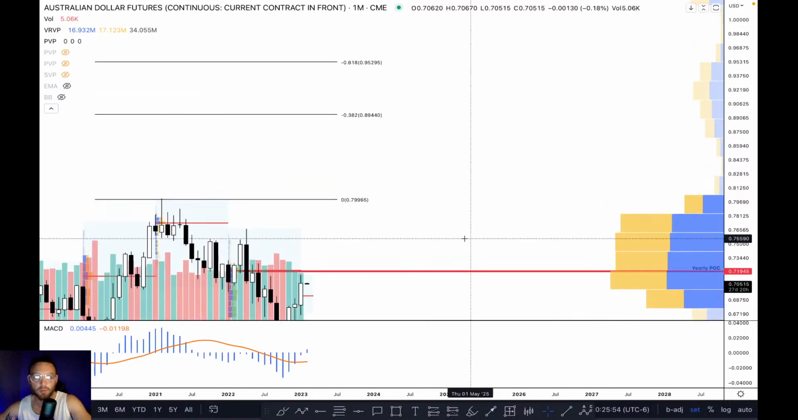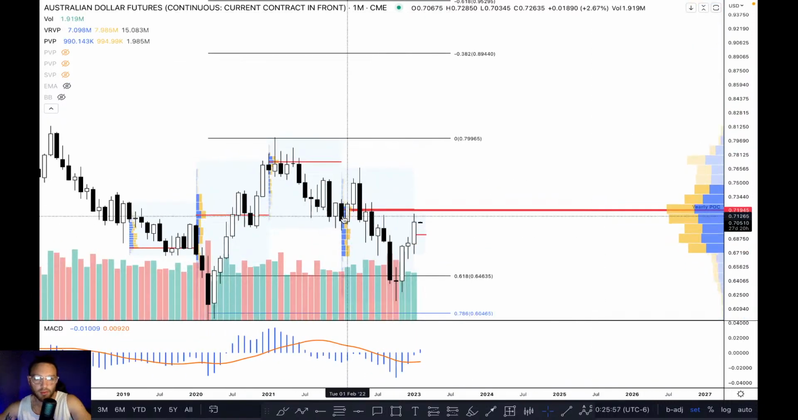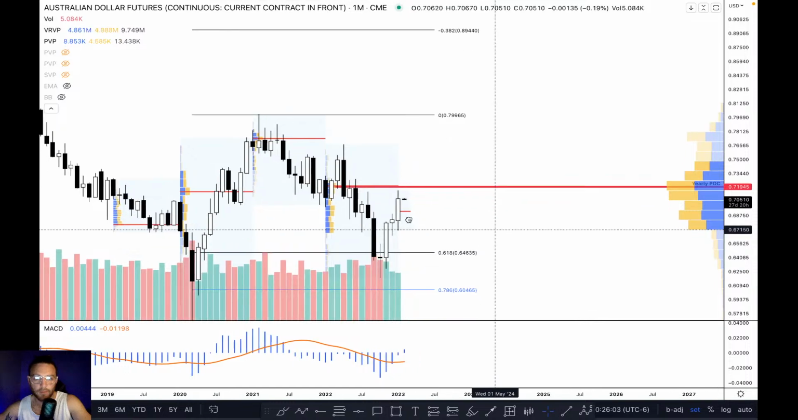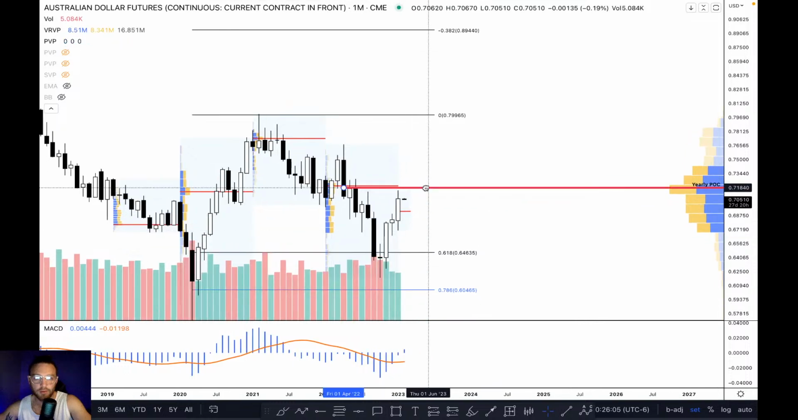This is one of the most important prices of the year for the Aussie back then. And then this was another important price up here. You can see how it came into that and then started to drop. So if we come into this and start rejecting, I won't be surprised.